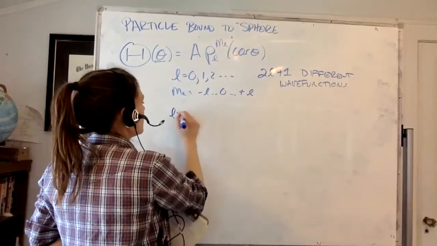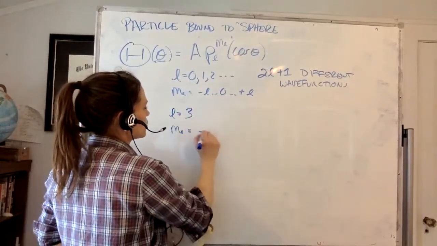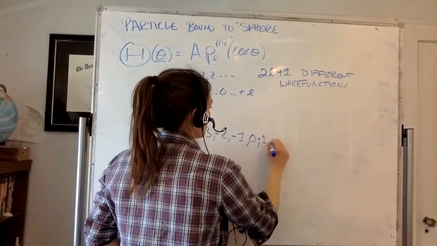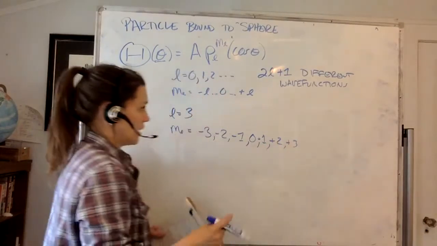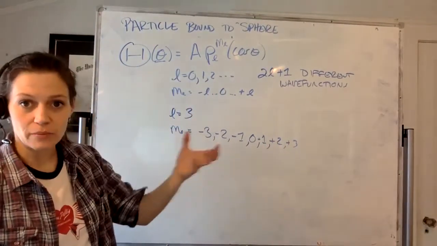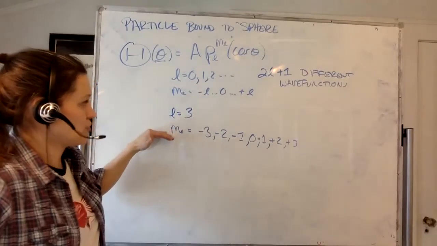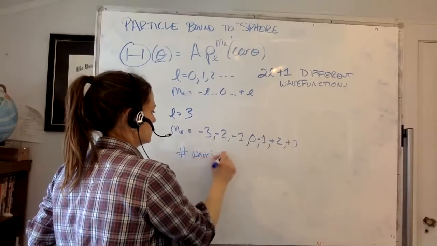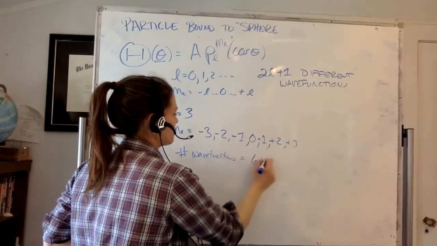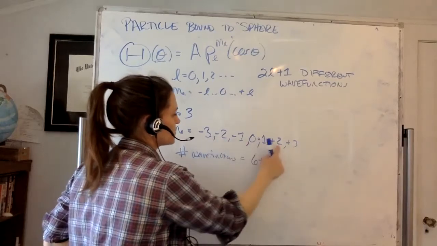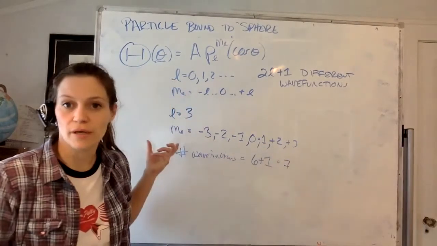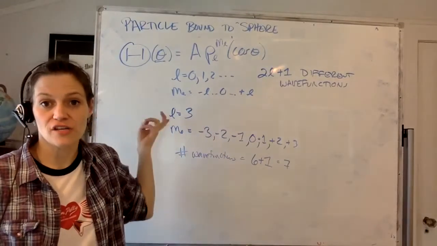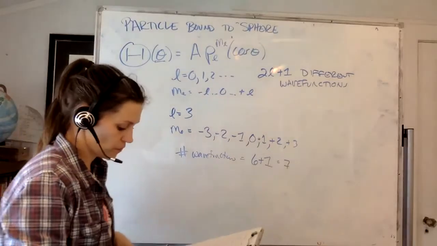So if L equals 3, m sub L equals minus 3, minus 2, minus 1, 0, positive 1, positive 2, and positive 3. If L equals 3, the angular momentum equals 3, I then have 2L, 6, so the number of wave functions equals 6 plus 1: 1, 2, 3, 4, 5, 6, 7. There are 7 m sub L's. So there are 7 possible wave functions from this combination of L equals 3 and m sub L.